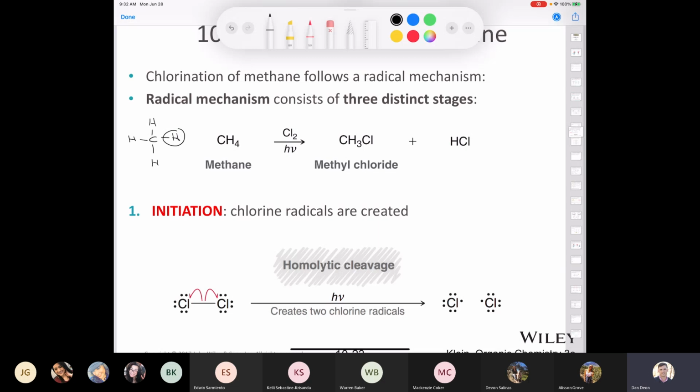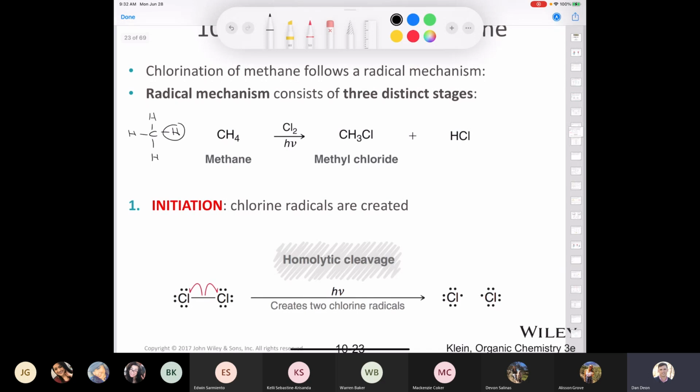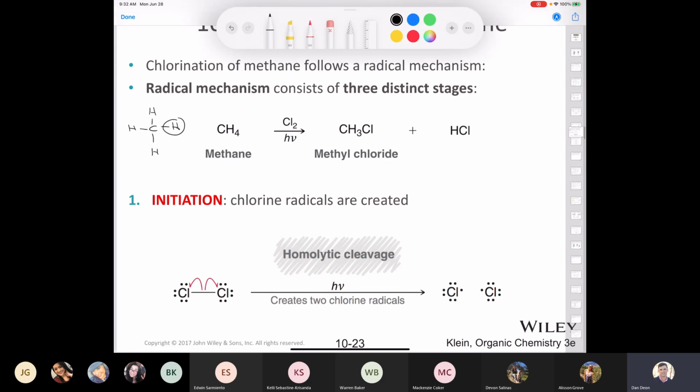Well, let's take a look at the three stages of the mechanism, which is a radical mechanism. So the chlorination proceeds via a radical mechanism, and we're just going to take a look at all the stages. The first one is the initiation. When we treat the chlorine, Cl2, with light, it undergoes homolytic cleavage, and we end up with two chlorine radicals. So remember, we're starting with something that is not a radical in the initiation, and then we're making radicals.